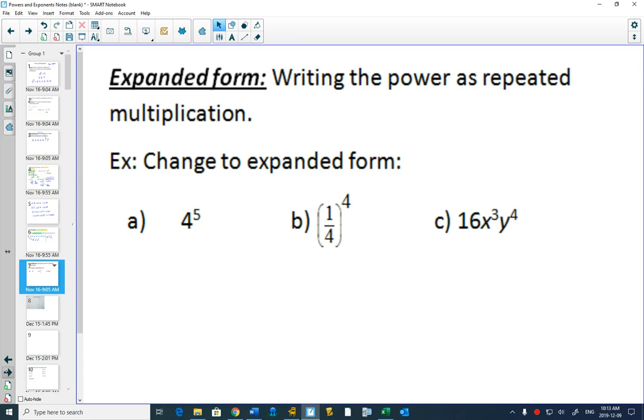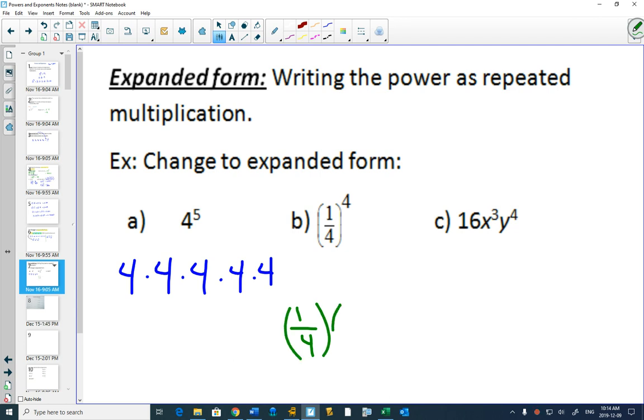Next part is expanded form. Here's another definition: writing the power as repeated multiplication. So here we have powers, and we want to write them in expanded form, or repeated multiplication. Well, 4 to the 5 is 4 times 4 times 4 times 4 times 4. 1 quarter to the 4 is 1 quarter times 1 quarter times 1 quarter times 1 quarter.